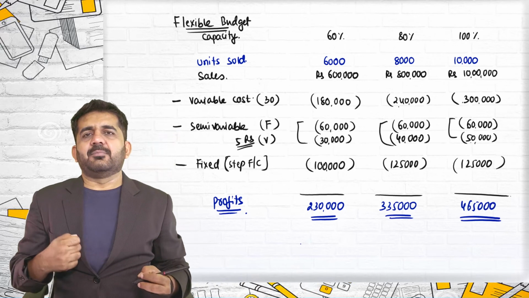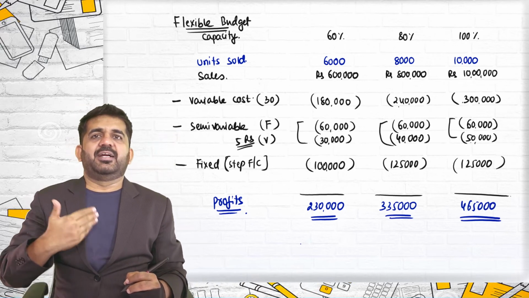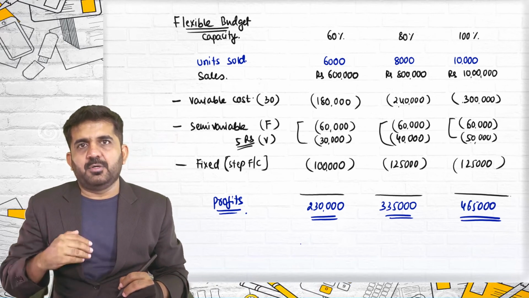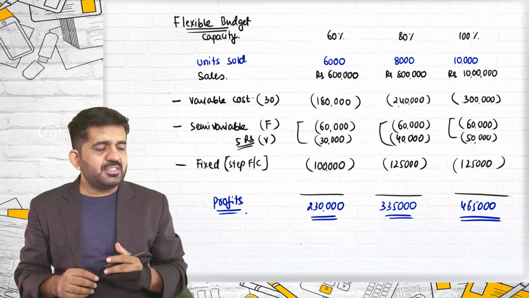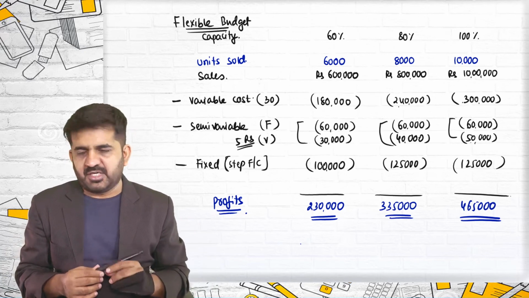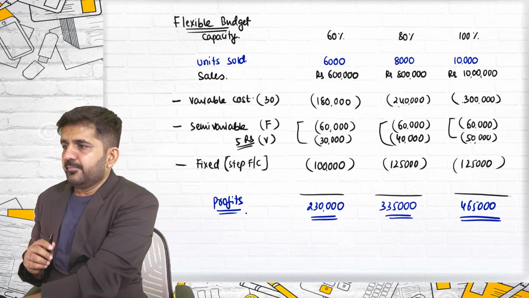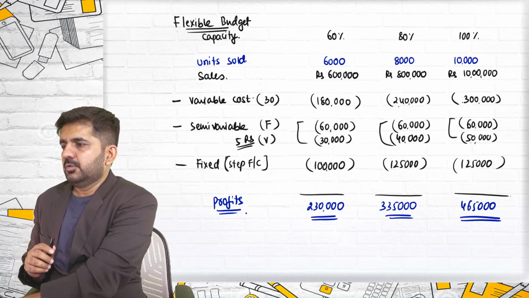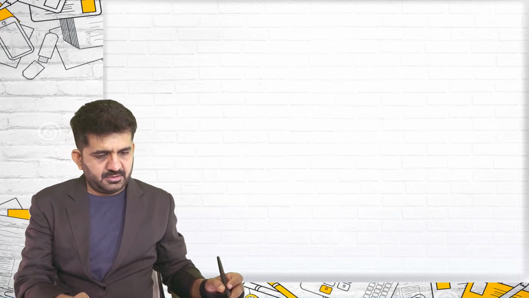And this is nothing but presentation of my budget, which is flexible. Why? We divide fixed and variable, we apportion variable to all the capacities, and we write down the same amount of fixed, and we just present the budget, which is termed as flexible budget. We are getting even the correct answer.